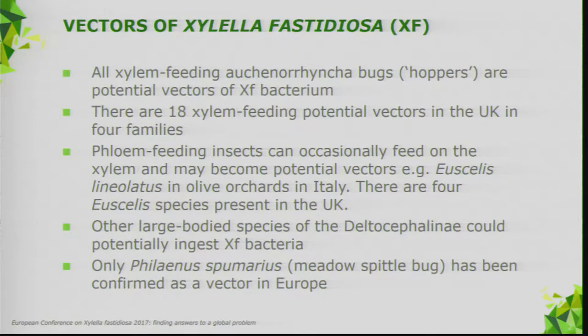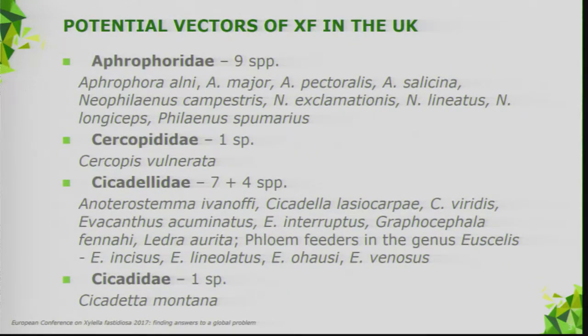And really, this could apply to other large-bodied species of cicadellids, which, although they feed on the phloem, there is a possibility that they could pick up the bacteria from the xylem. But only Philaenus spumarius has been confirmed as a vector in Europe so far. So all I've done is just list the 18 species of xylem feeding potential vectors. I also just added the four species. Although they're phloem feeding, at least one of them has been found to pick up the bacterium. And as an entomologist, I like to see pictures of whole insects. So I just thought I'd indulge myself and include some pictures of the insects that are the potential vectors.